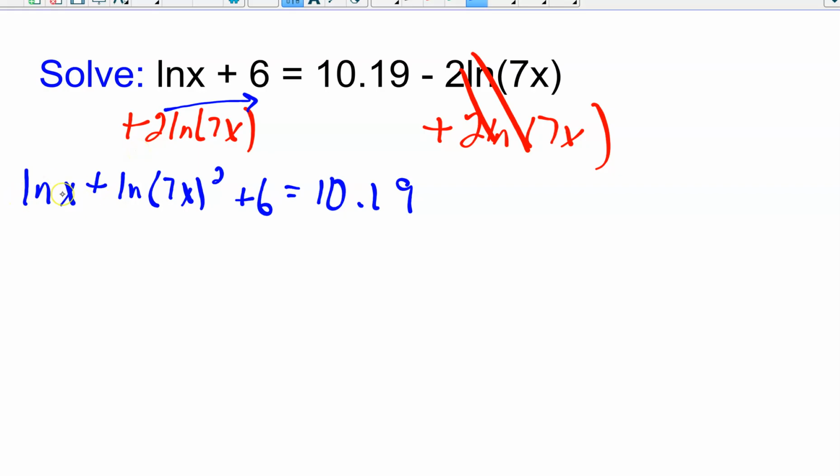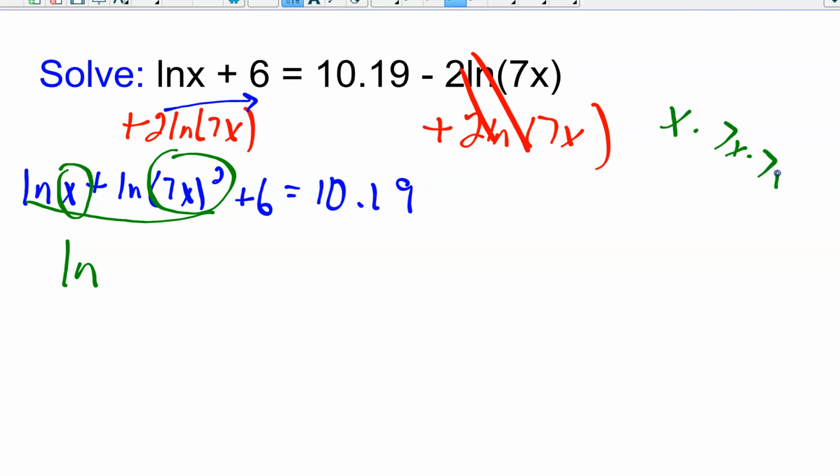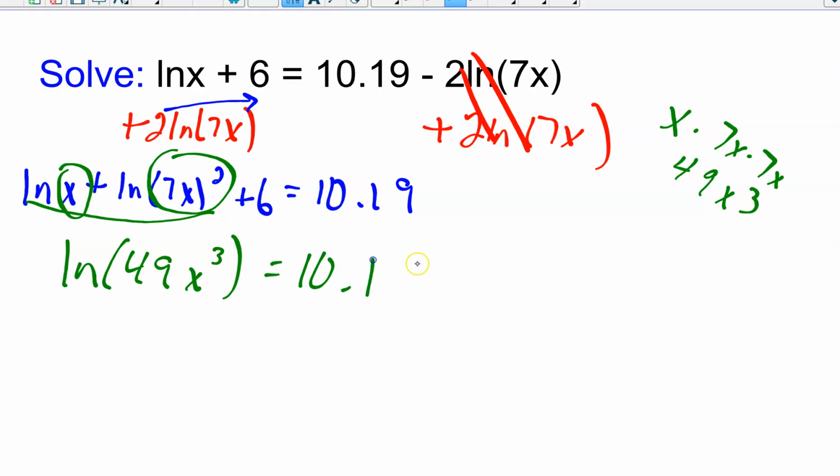I can't have a number in front of the natural logs if I'm going to put those together. And I want to put these together. I'm adding them, so I need to multiply. So I'm multiplying the x and this, and be really careful that you have parentheses around that because you're squaring this whole thing, whatever that is. So then if I do that, this is the same as x times 7x times 7x, right? 7x squared. I'm just showing you it over there. So it's 49x cubed. So this is going to be 49x cubed equals 10.19.